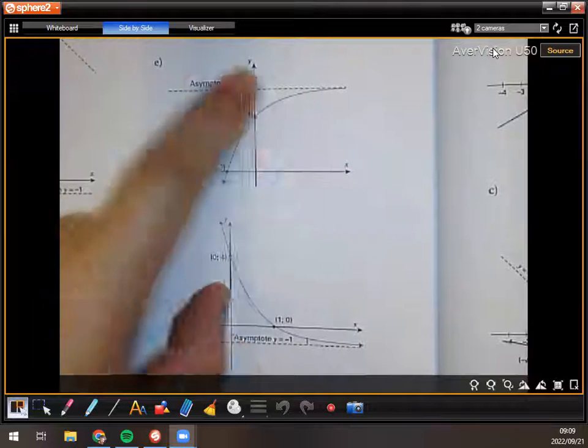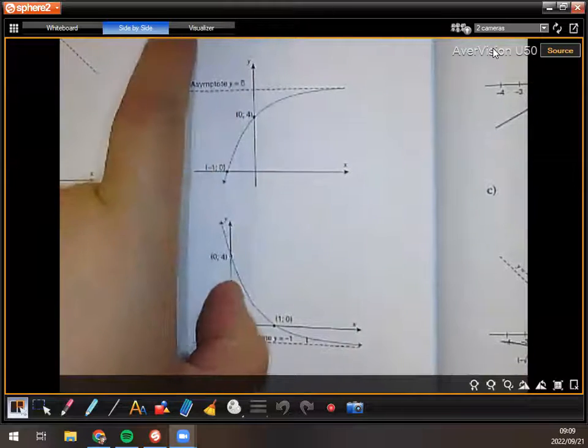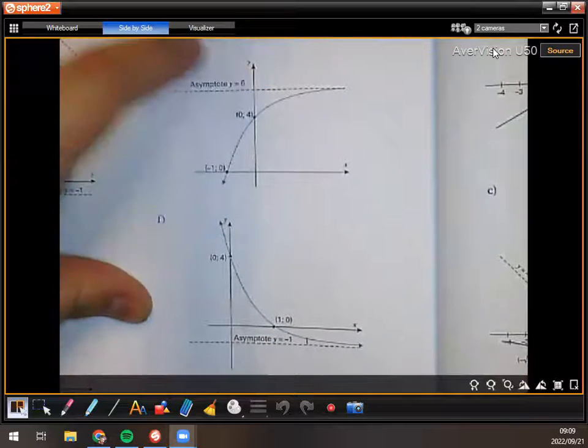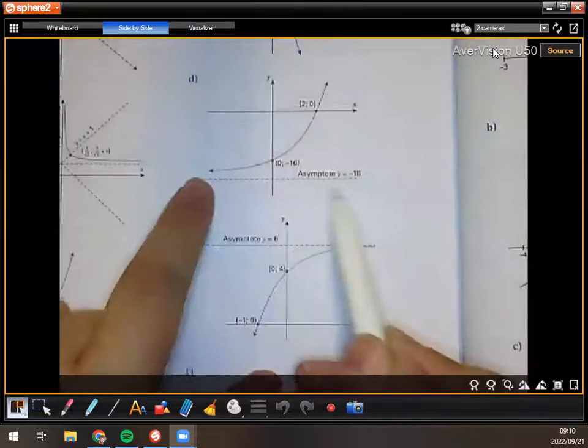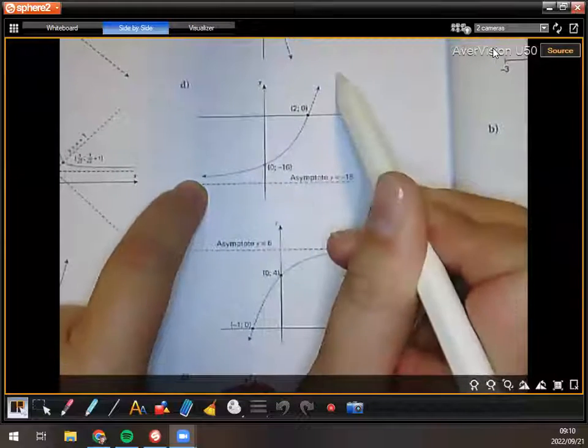Not necessarily. If you had your y equals 6, but your A value was positive, then the graph would lie above the asymptote. Then you also wouldn't have an x-intercept. So if your asymptote is positive and your A value is negative, or if your asymptote is negative and your A value is positive, which is what we had in the previous one, the asymptote was negative, but the graph is above the asymptote, because A is positive.